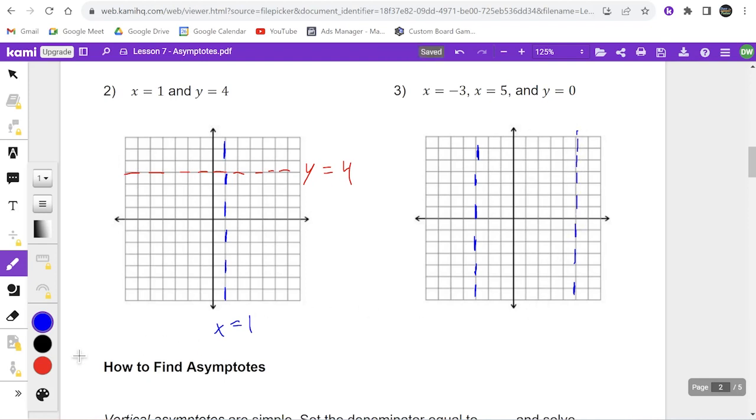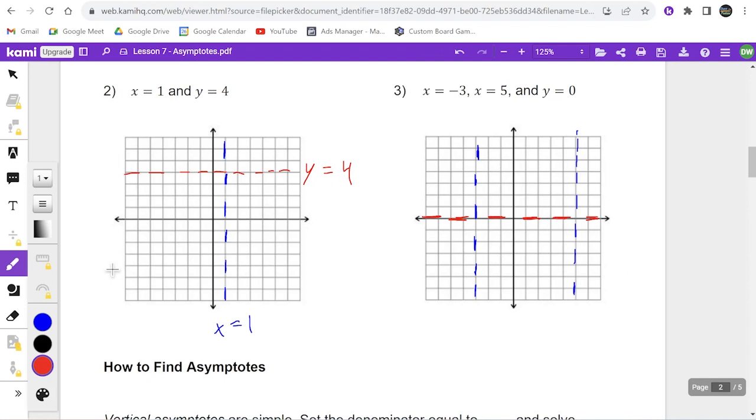And then for y equals 0 and x equals 0, it's always hard to see because it's on the axis. So make sure you draw those especially bold so you can actually see it, especially if you're writing in pencil. And that's what it should look like for the asymptotes. Any questions?